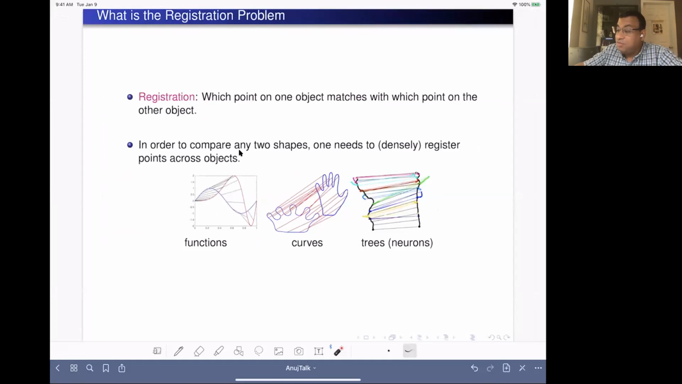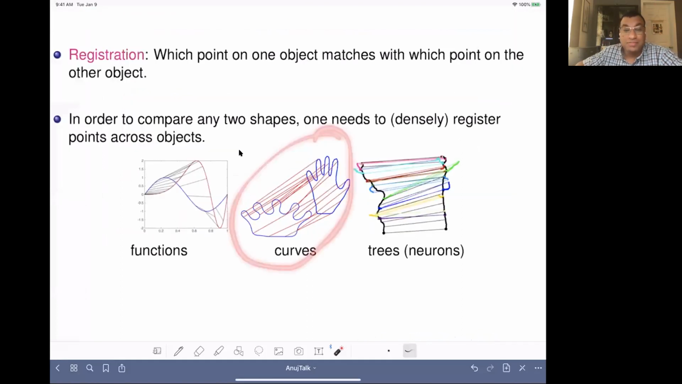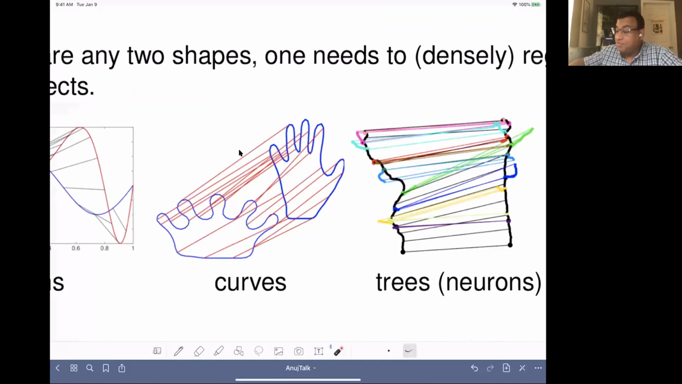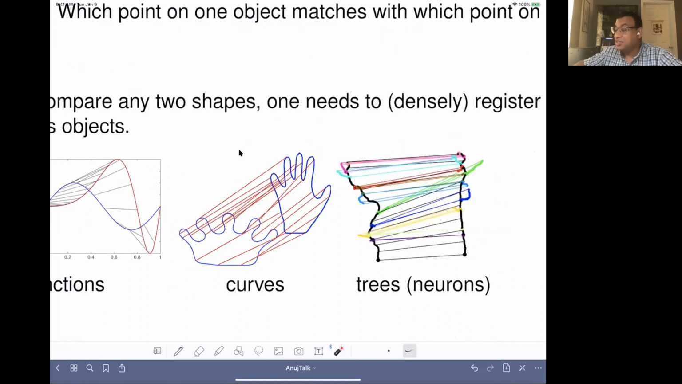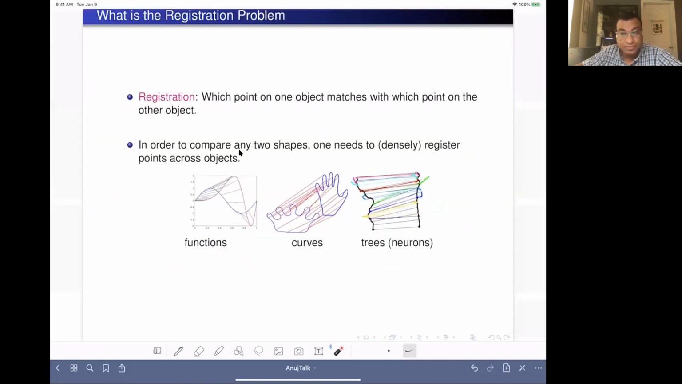The problem of registration, which we started talking about for these scalar functions, is much more critical, much more relevant for shape analysis of curves. If I want to compare the shape of this object, the shape of this object, and I want to do this in a dense registration way, I need to figure out which point. For every point here, I need to figure out which is the corresponding point on the other object. So that registration problem still holds.